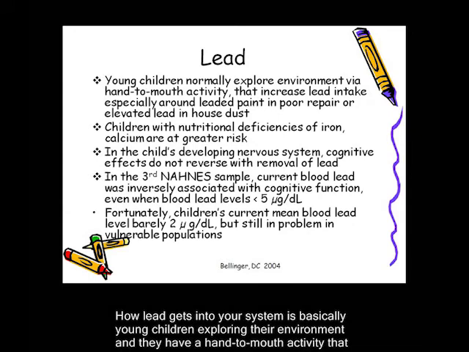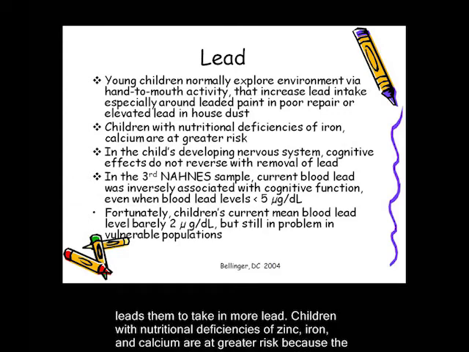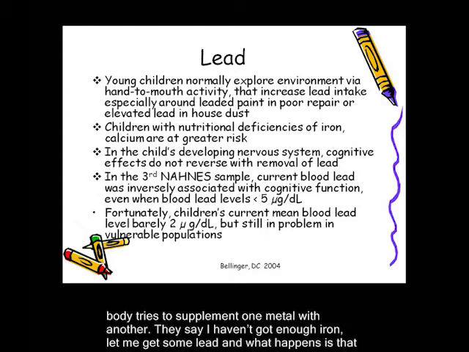How lead gets into your system is basically young children explore the environment and they have a hand-to-mouth activity that leads them to take in more lead. And children with nutritional deficiencies of zinc, iron, and calcium are at greater risk because the body tries to supplement one metal with another. They say, I haven't got enough iron, let me get some lead.